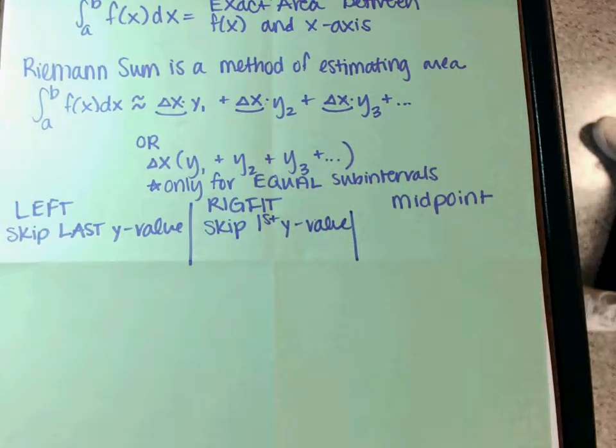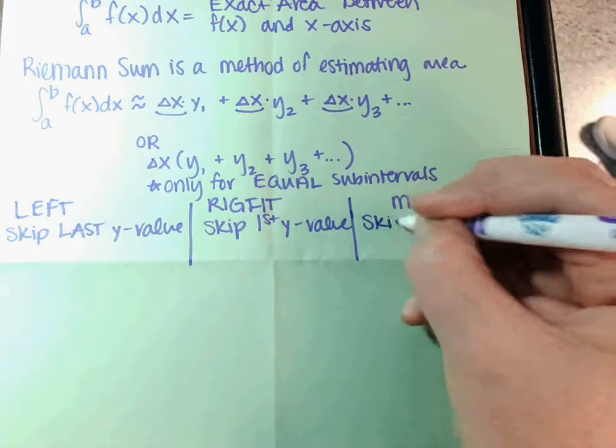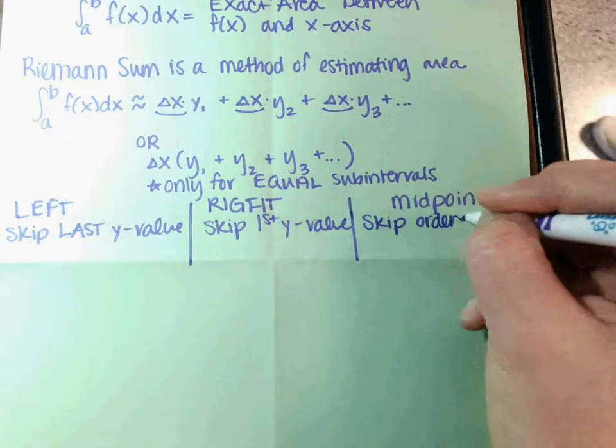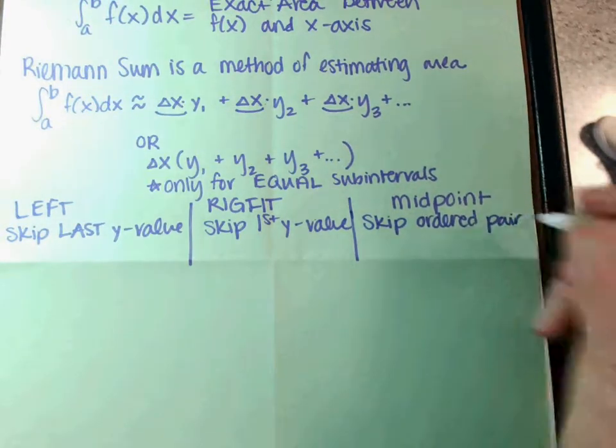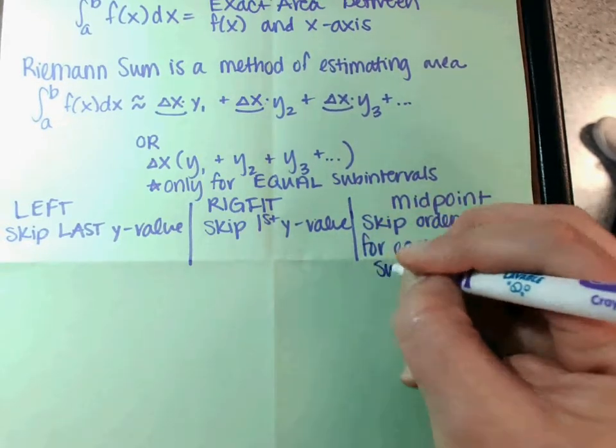And then for a midpoint, remember, you don't skip any of them, but you have to make your delta x wide enough to leave a point in the middle. Okay, so I'm going to put for this, you need to skip an ordered pair for each sub-interval.